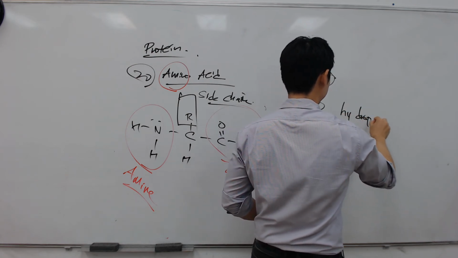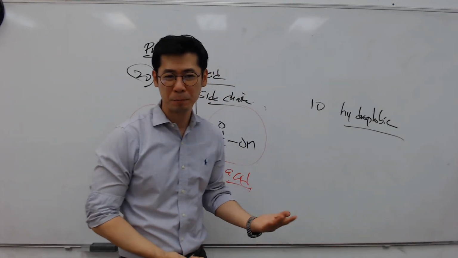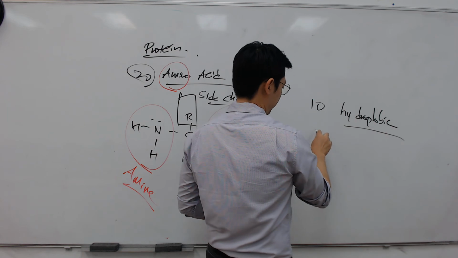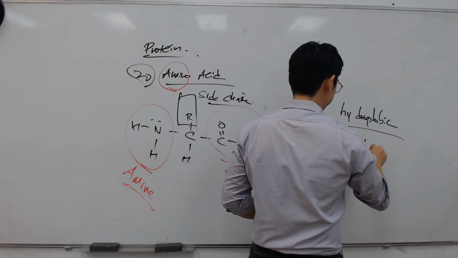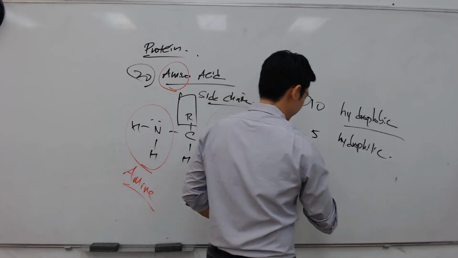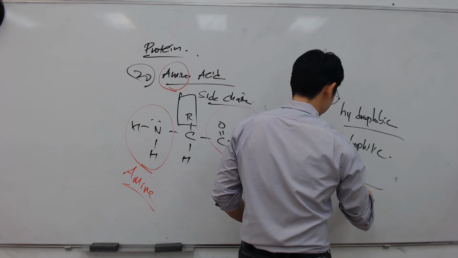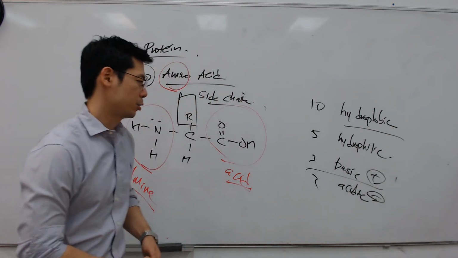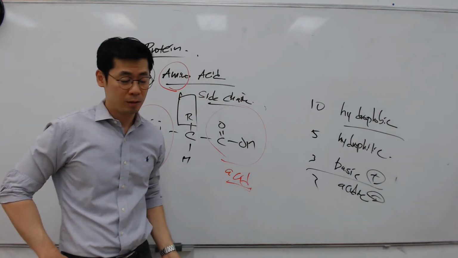So there are 10 hydrophobic, meaning non-polar groups. There are 5 hydrophilic, meaning polar. And I think there are 3 and 2: 3 basic and 2 acidic. Acidic is minus charge, and basic is plus charge. So that's how the breakdown is: 10, 5, 3, 2. Yeah, you gotta memorize it.